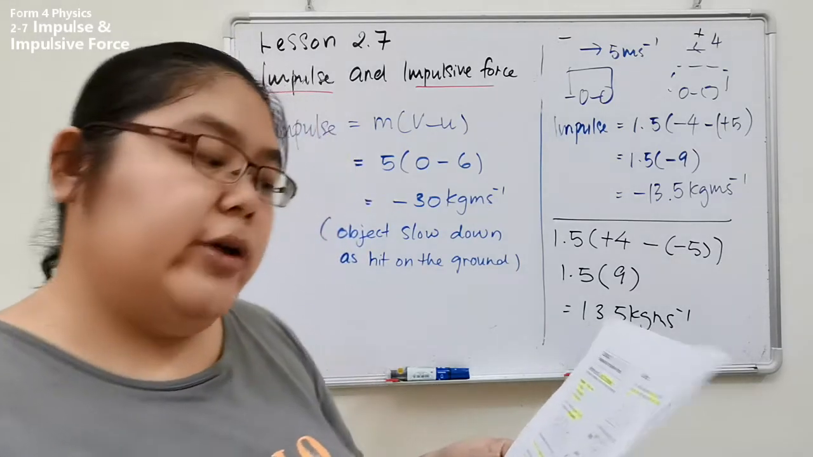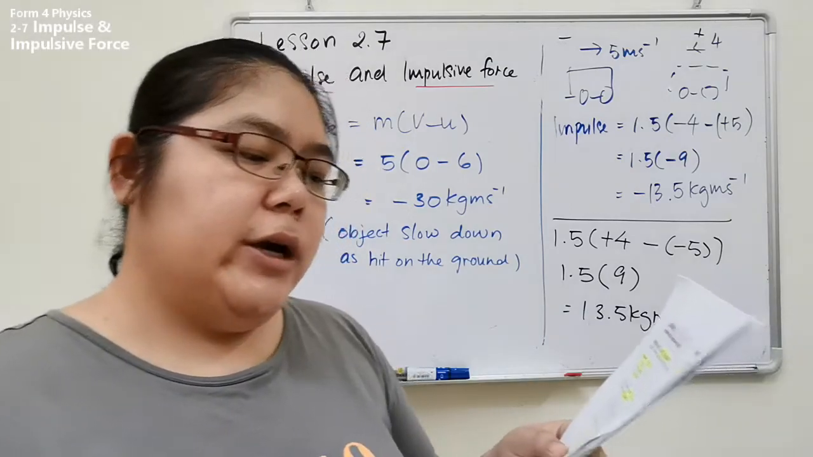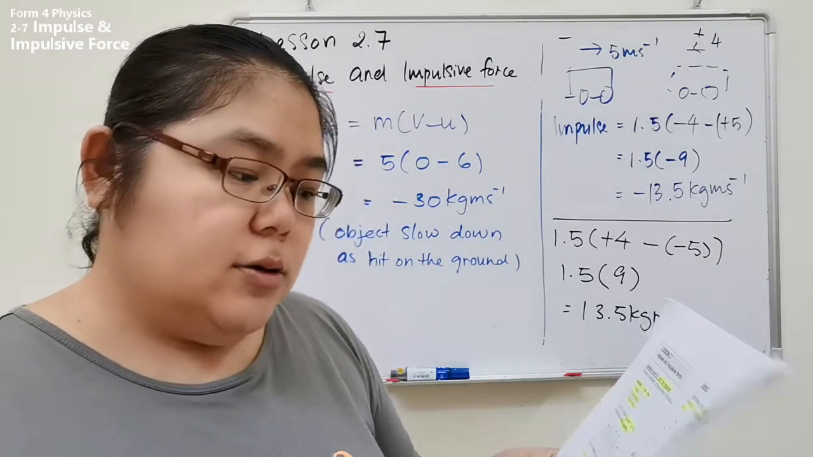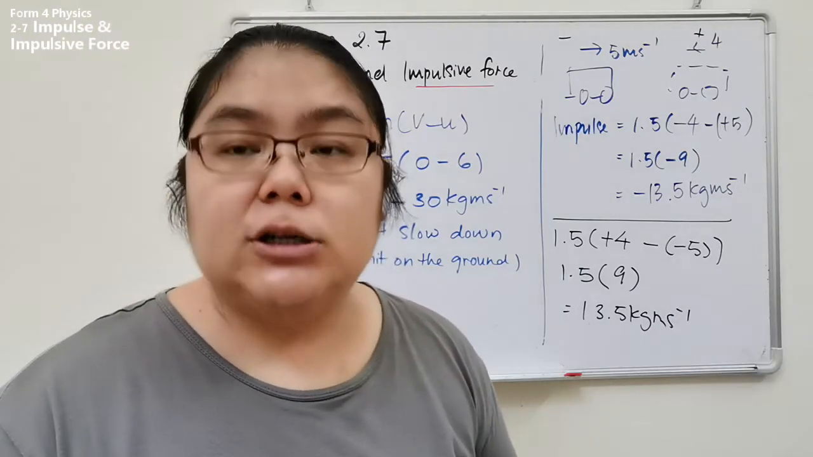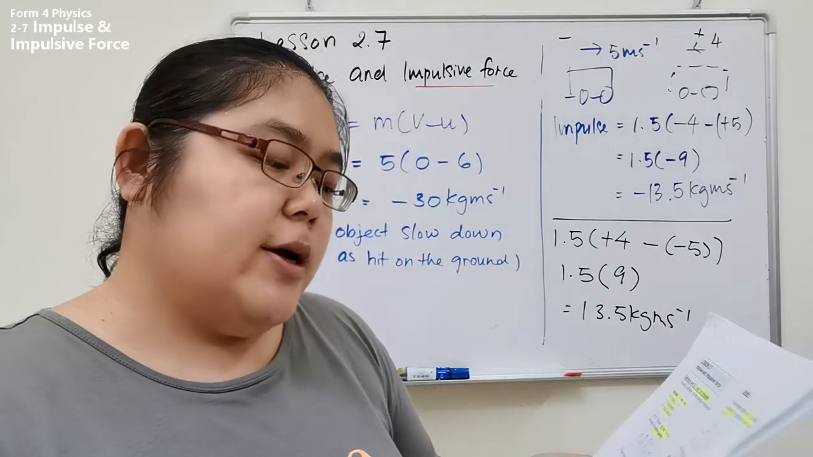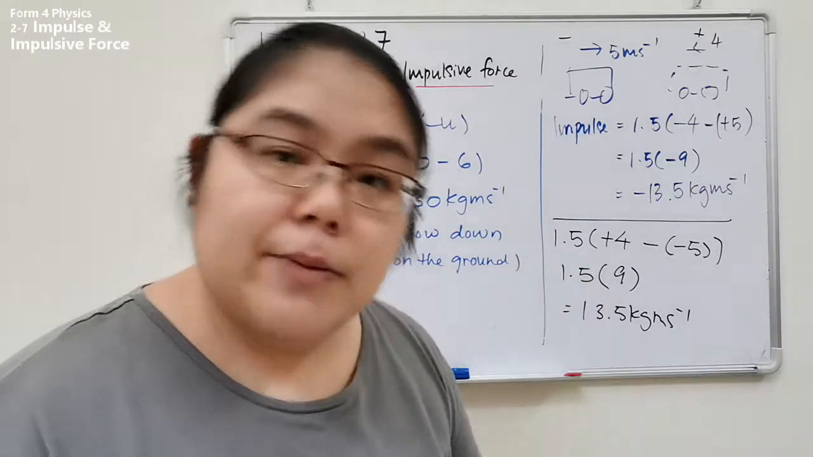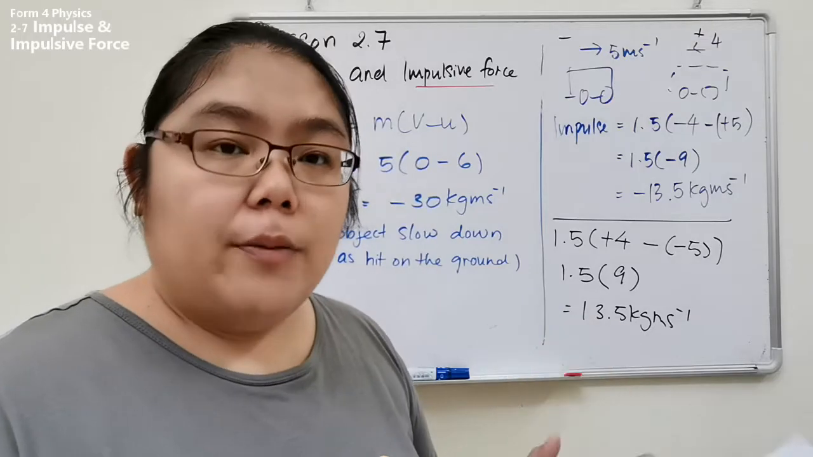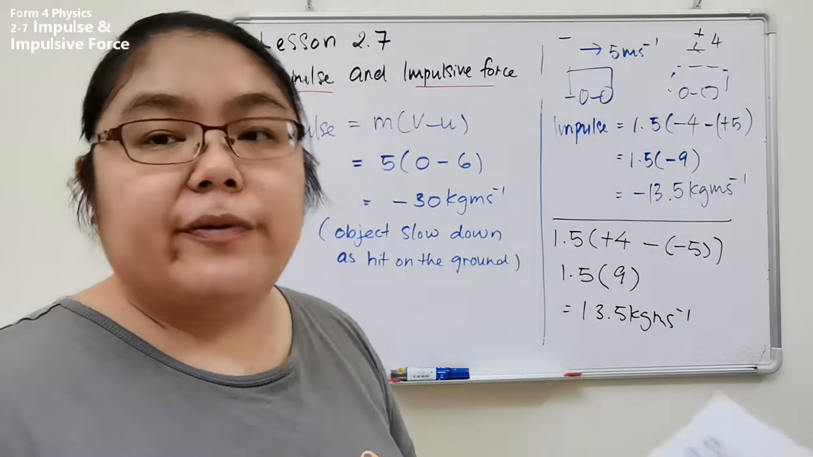Okay, third question, we read first. A box of 2 kg is pulled with a force of 40 newton for 5 seconds. So this question never mentioned the velocity. When the question never mentions velocity, we need to find another method to solve the impulse. So another method means the formula for impulse is force multiplied by time.